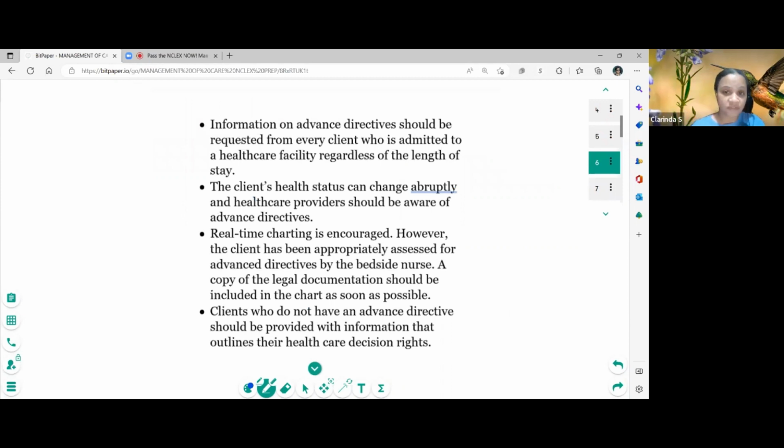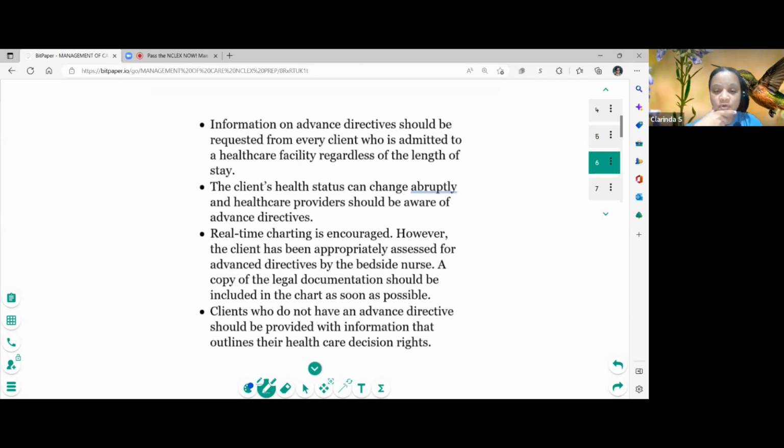So it doesn't matter the length of time or the length of stay of the patient. Whenever they come in, whether they're being observed for so many hours, it is still good to address their advanced directive. Anything can change quickly. As we know, I work in ICU, so patients turn for the worse very quickly. So we need to address that when they first come in, when they're awake and alert and able to talk to us.